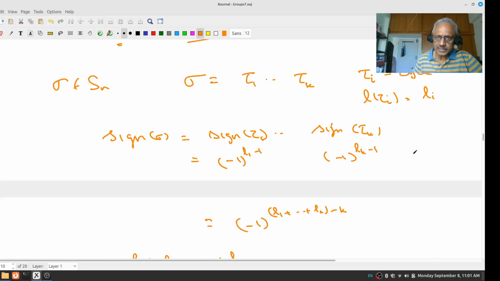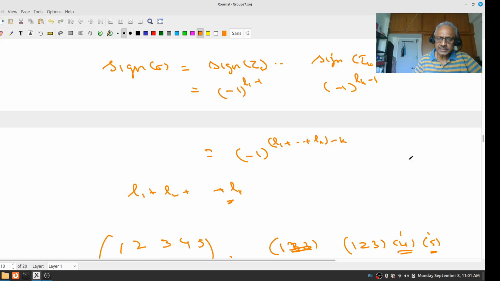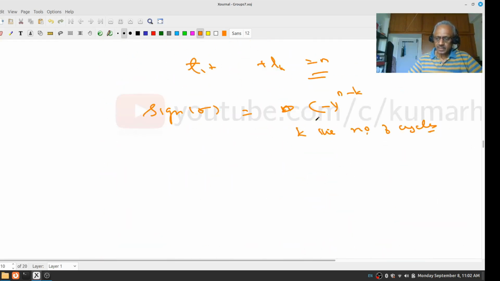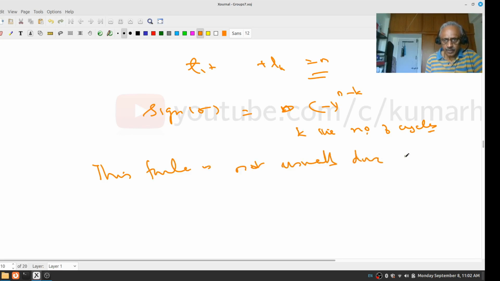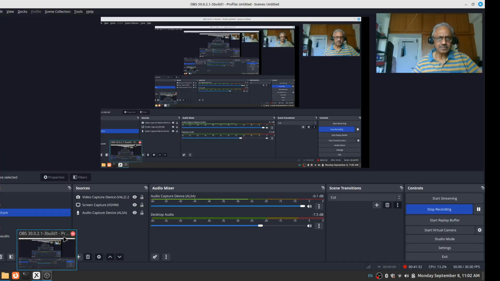I hope I'm correct. Let me just make sure I have not made any mistake. Yeah, right. If cycles of length 1 come, they will get cancelled. Therefore, I'm correct. Okay, that's it. So this formula is usually done in books, but it's a pretty nice formula, right? So suppose I take some horrendous looking permutation, and can I find out its sign? Yes, I only have to write it as a product of cycles.